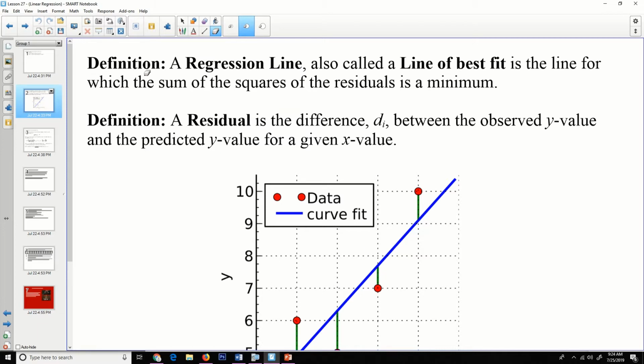And so, as a definition, the regression line, also called a line of best fit, is the line for which the sum of the squares of the residuals is a minimum. And so there's this word residual that I'd like to talk about. The definition: a residual is the difference, d_i, between the observed y value and the predicted y value for any given x value.